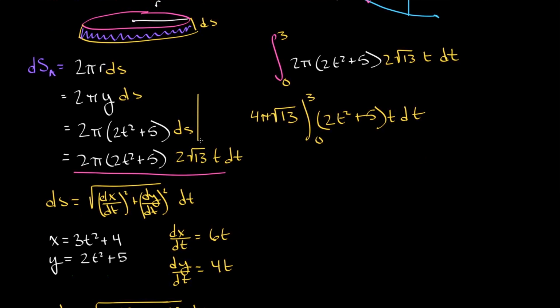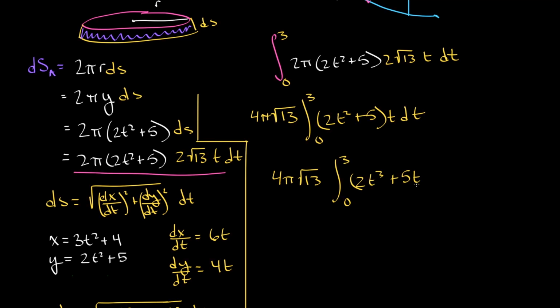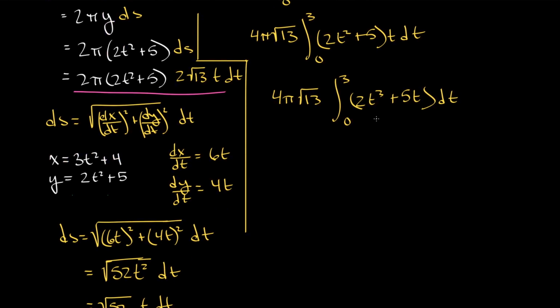I'm going to grab some space. We've got a lot of yellow going on. Maybe should have chosen a different color. All right, let's distribute that t, and we're going to get this. 4 pi times the square root of 13 times the definite integral from 0 to 3. And now we're going to have 2t cubed plus 5t, and then integrating this with respect to t. And finally, let's anti-differentiate and evaluate and see what this answer is. So it looks like we're going to have 1/2 t to the 4th power plus 5 over 2 t squared. And then this is going to be evaluated at 0 and 3.